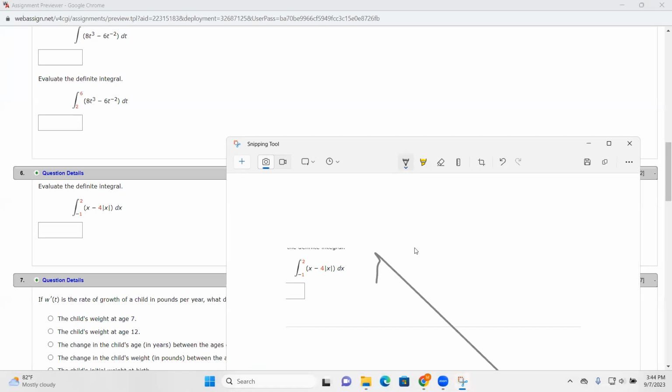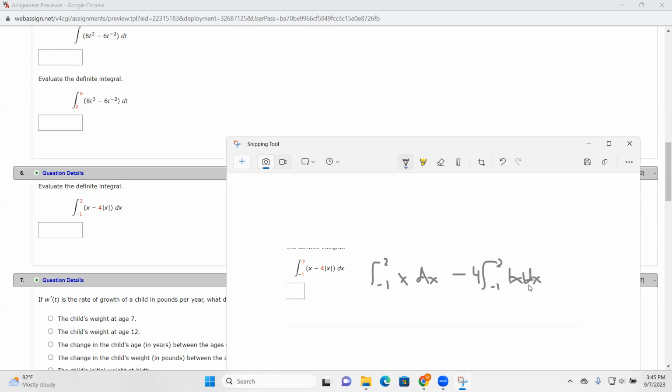which is to say, break this integral down between -1 and 2 of x dx minus 4 times the integral from -1 to 2 of absolute value x dx.